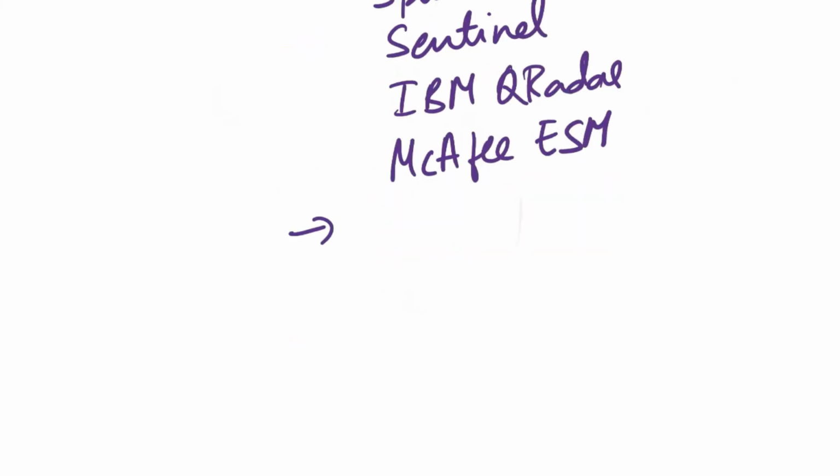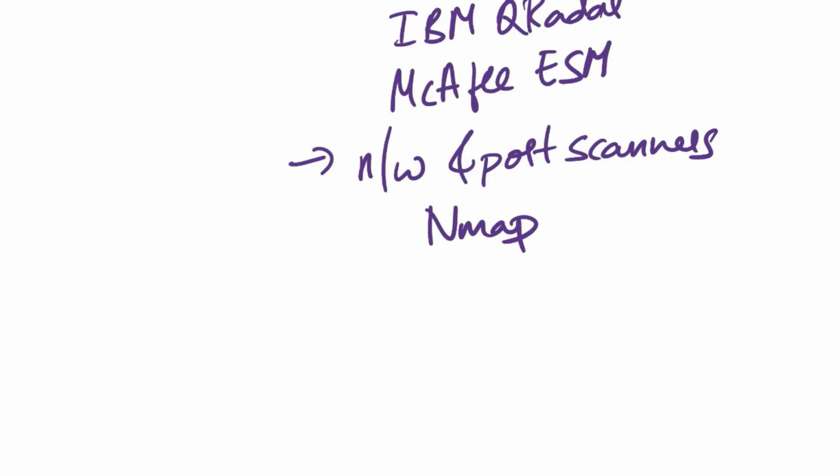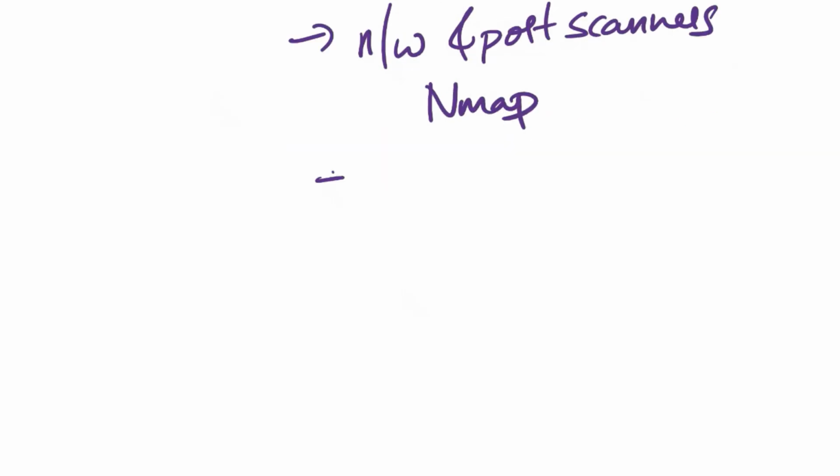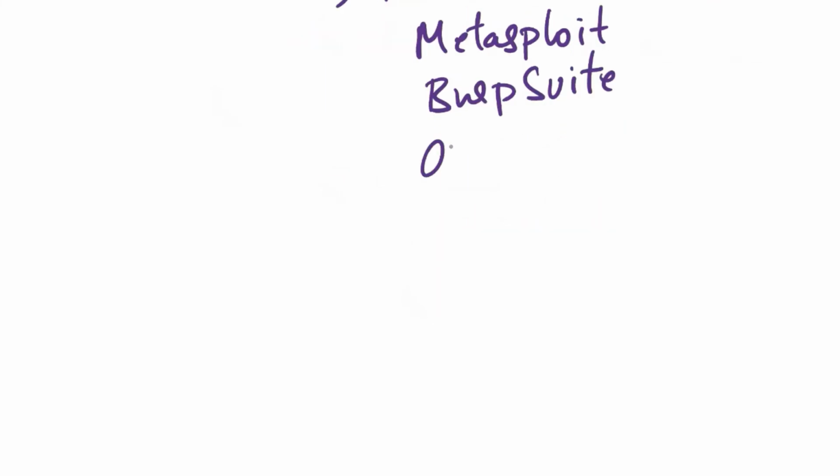Next is network and port scanners. These help auditors identify open ports, services, and vulnerabilities in an organization's network. Nmap is a widely used open source network scanner. Next is penetration testing tools. These are used to simulate cyber attacks and test an organization's defense. Common tools include Metasploit, Burp Suite, OWASP ZAP.